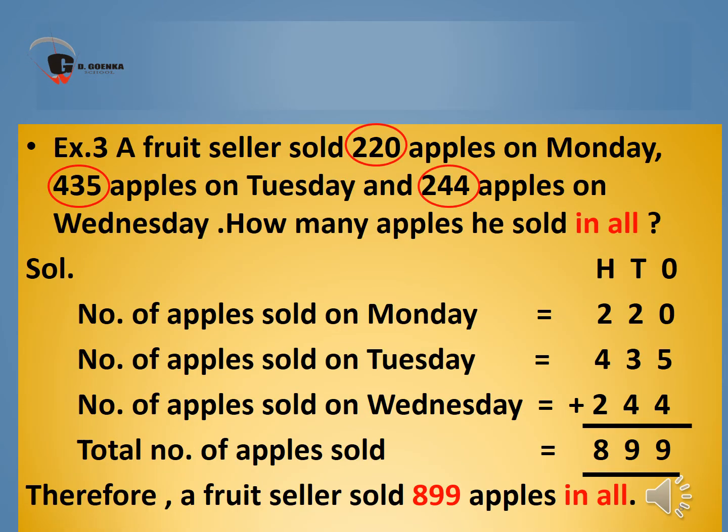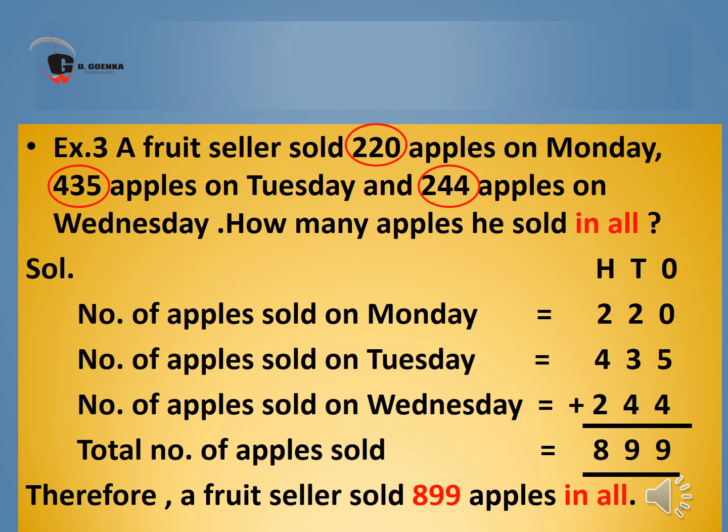The next example is, a fruit seller sold 220 apples on Monday, 435 apples on Tuesday, and 244 apples on Wednesday. So how many apples did he sell in all? Alright, so first we will underline the keyword, that is in all, and now circle the numbers, which are 220, 435 and 244. Now let's begin our solution.